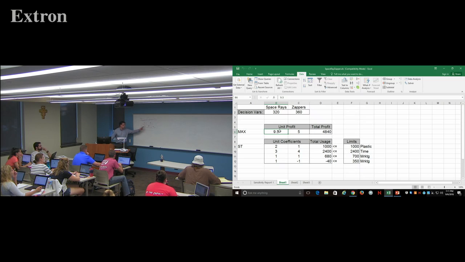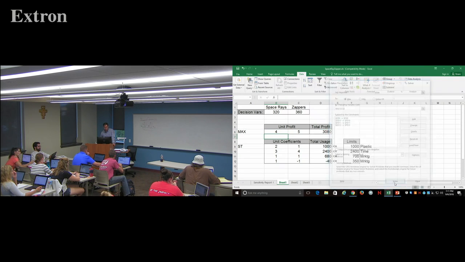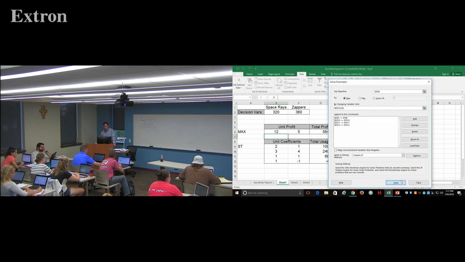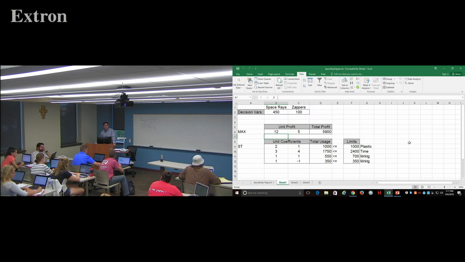If I go down to, let's go down to $4. I resolve it. Stays 320, 360. But if we go beyond that range, either this side or that side, let's go to $12. What's going to happen when I resolve with 12? It's going to change the mix.